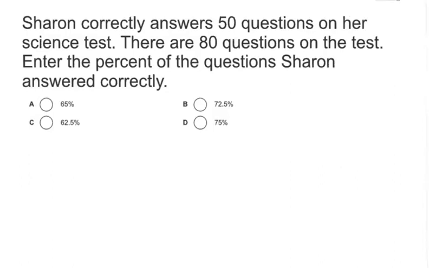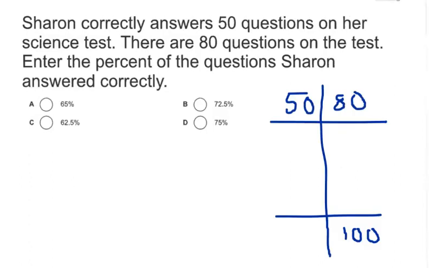Okay, we start now on Unit 3, Part 2 of the large review. Here we go. Sharon correctly answers 50 questions on her science test. There are 80 questions on the test. Enter the percent of the questions Sharon answered correctly. Okay, so we're doing the part over whole again. 50 is the part, 80 is the total number of questions, and now we have to find the percent.